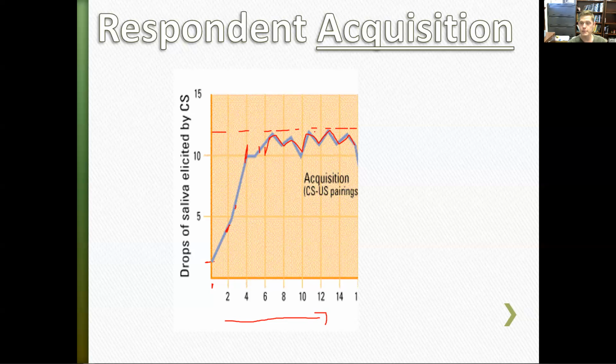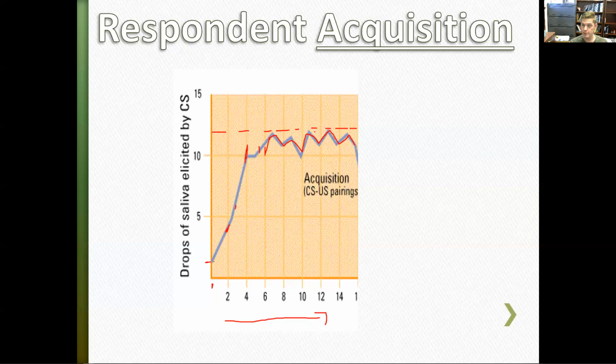And that highest level possible is actually determined by the reflex that is underlying this. For example, the maximum amount of salivation that you can get produced by the conditioned stimulus, which would be the metronome, is going to be the same as the maximum amount of salivation that you could get by the food that you are pairing it with alone. If you are pairing with food that produces more salivation, like something sour, then you would get more drops. If you were pairing with something that is not sour, you would get fewer drops.